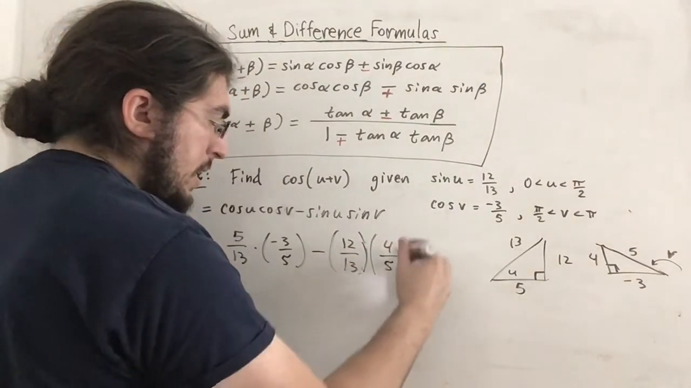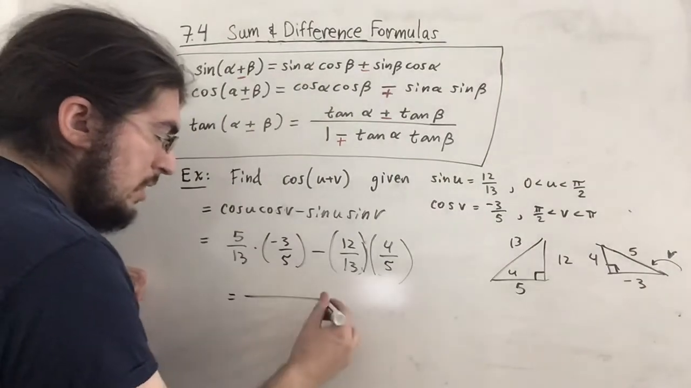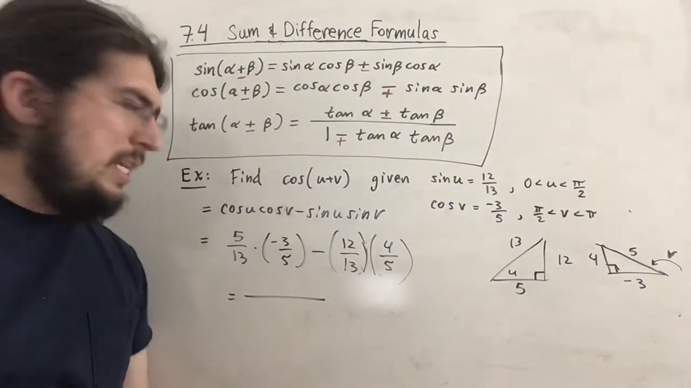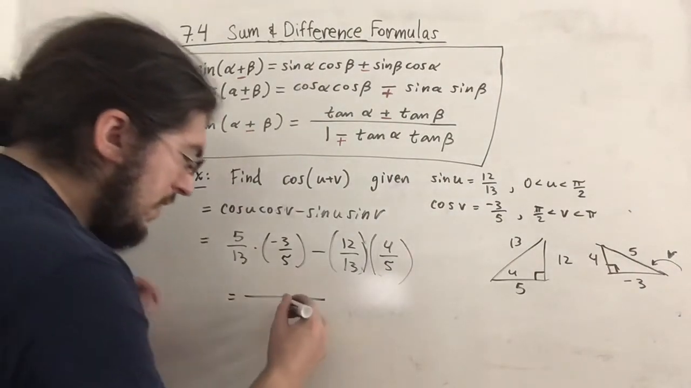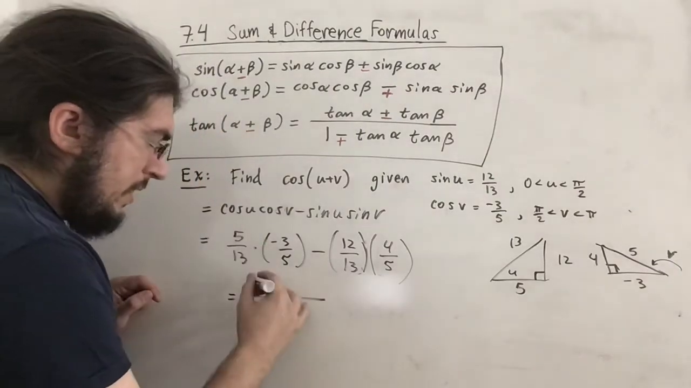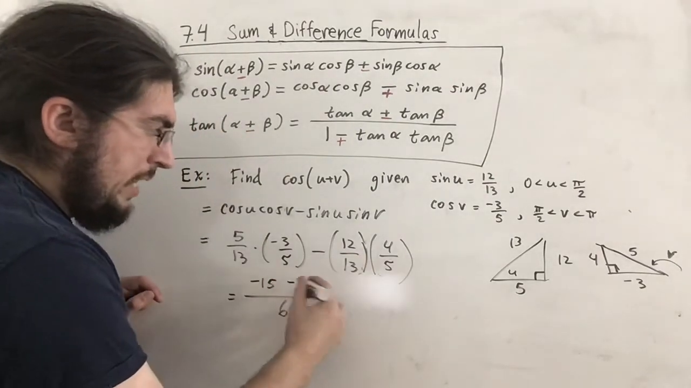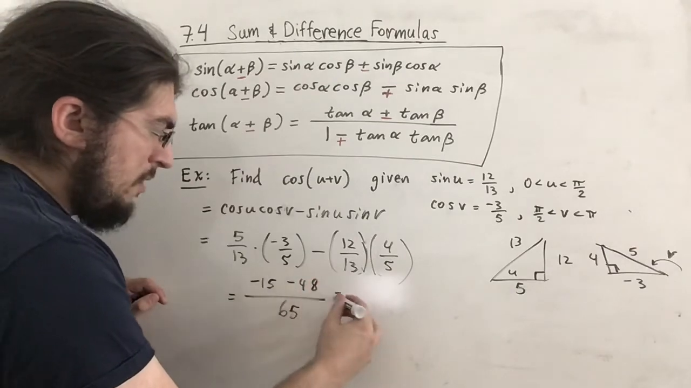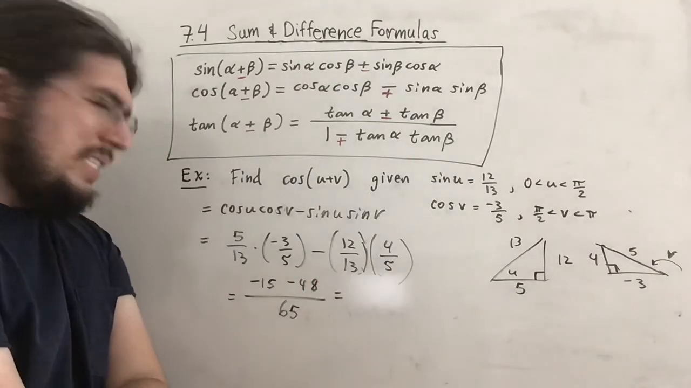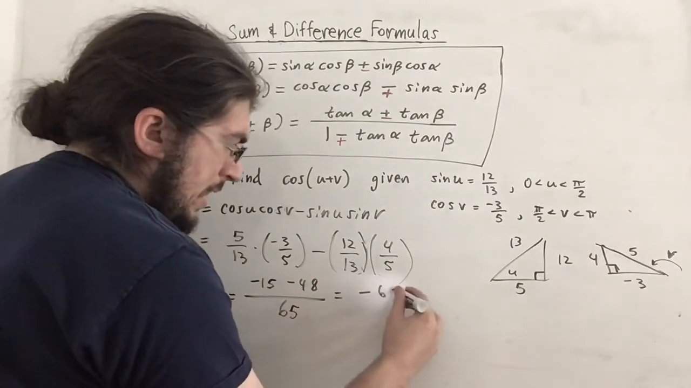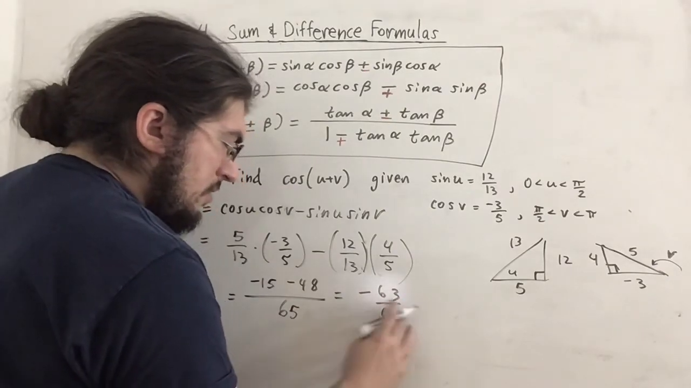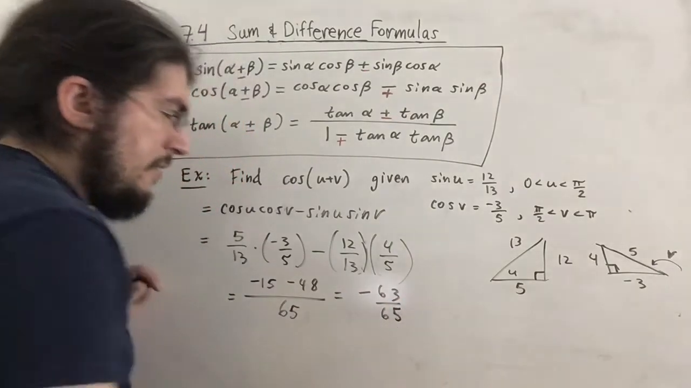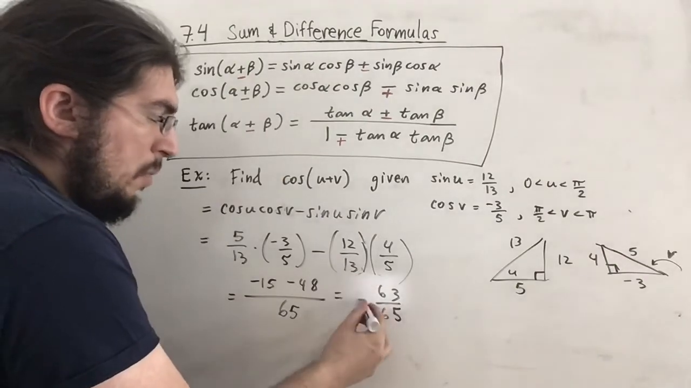There we go, like that. Now they're both going to have the same denominator, 13 times 5. 13 times 5 is, what's that, 65, yeah? This will be negative 15, this will be negative 48. And when you add those, you get negative, I think that's 63. And I don't think there's any common factor here we can factor out. But we just get this.